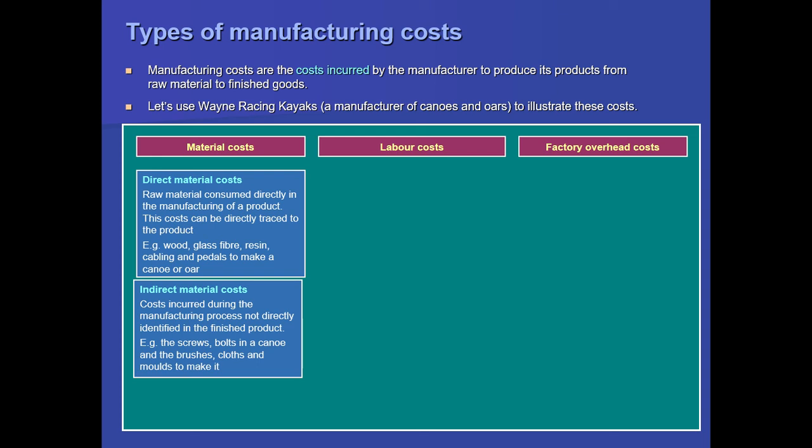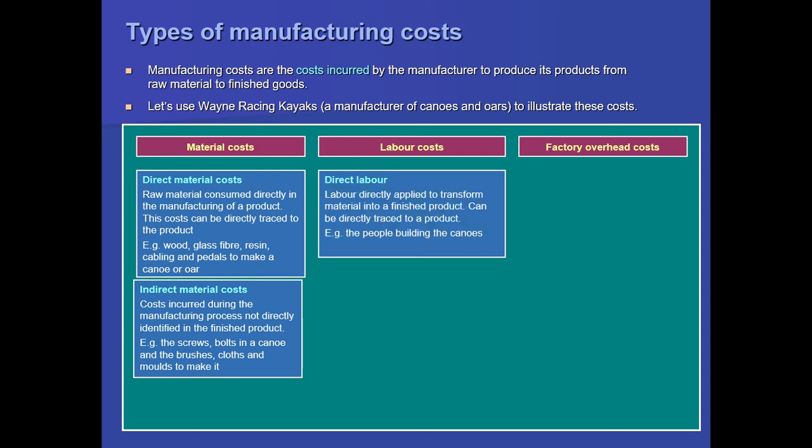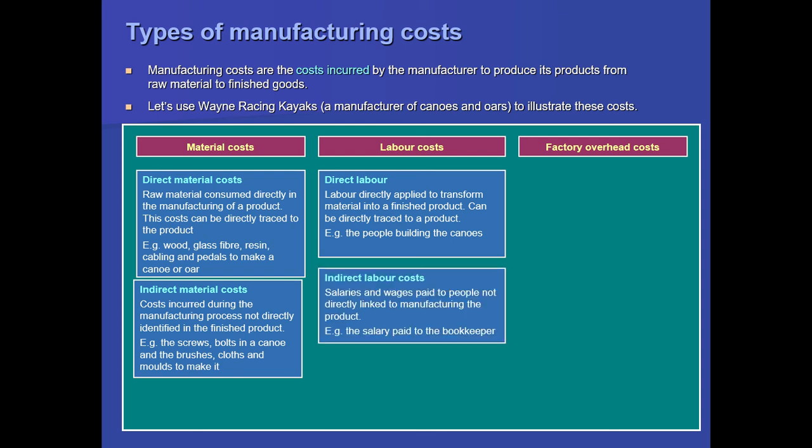Now, all of these are indirect. You cannot see them with the naked eye. Okay, so basically, the ones that you can see with your naked eye, we normally refer to as direct material cost. I know there's a thin line between the two. And then we've got direct labor, because these are people that transform the raw material into a finished product. They work in making or building the canoes.